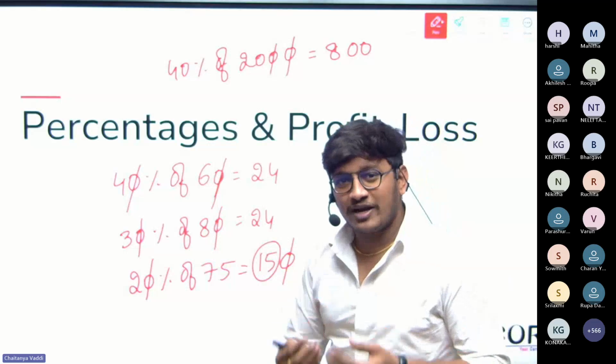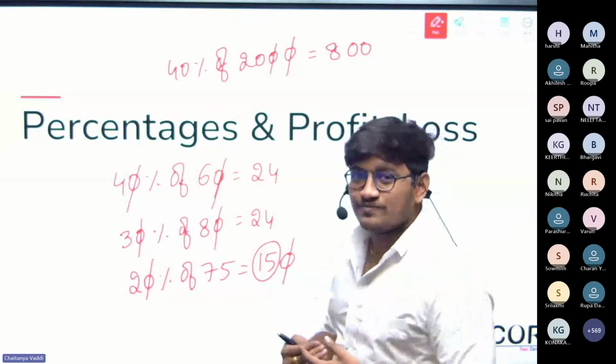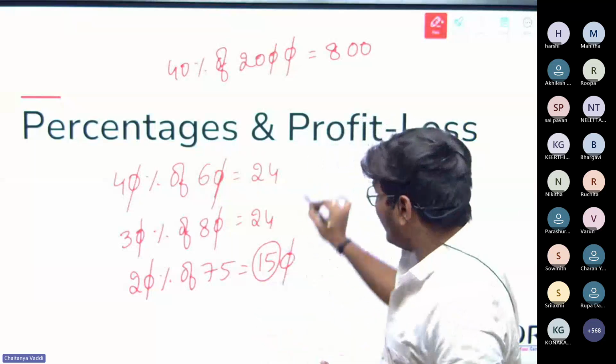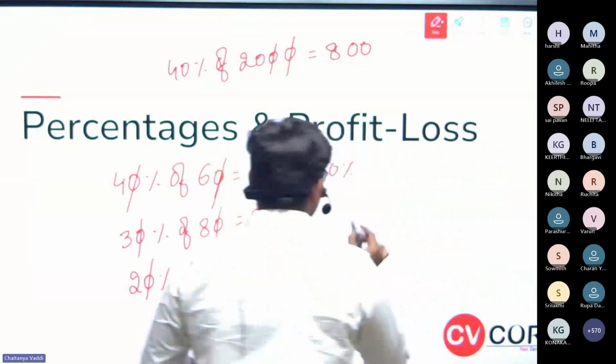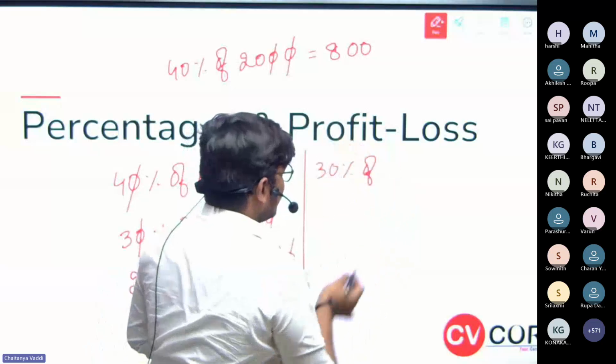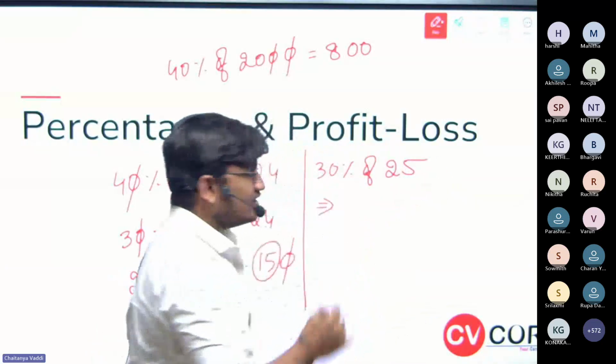Now, some students might be thinking, sir, what if we don't have a zero in the answer also? Okay, so how to do that? Very simple. I'll come to your point. Now, let's say 30 percentage of 25.